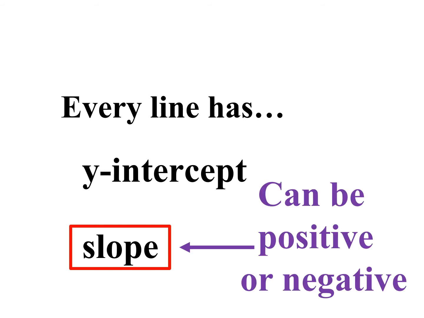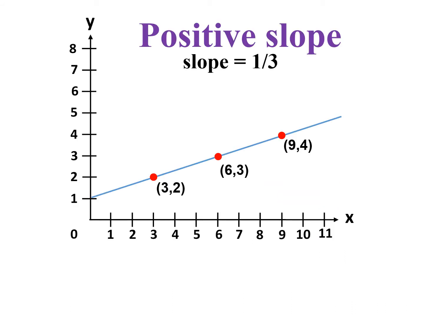The slope of a line can be positive or negative. This is a line with positive slope. Its slope is 1/3, which is a positive number. There are two ways to tell if a line's slope is positive. First, if you know the slope and the slope itself is positive, then the slope of the line is positive. Now let's go through a second way to tell if the line has a positive slope.